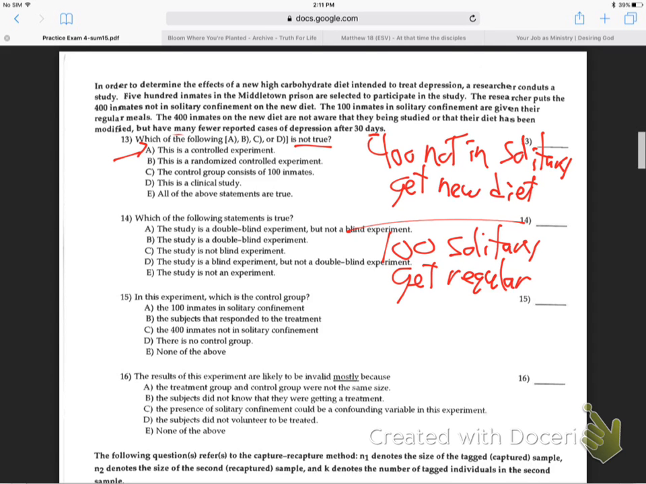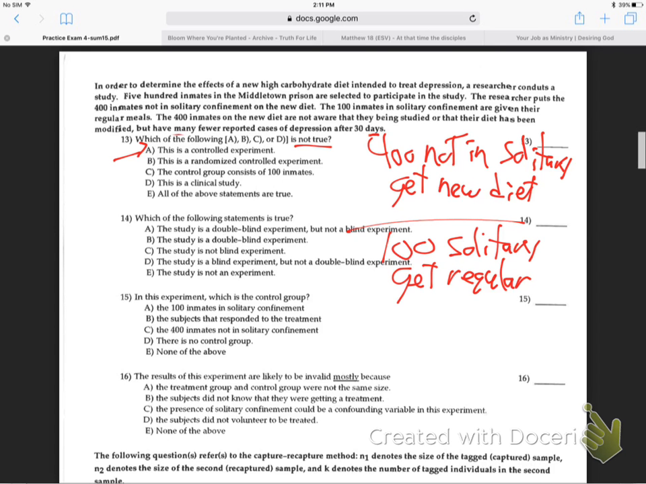Is there a group not getting the new diet? Well, yeah, the inmates, the solitary confinement people. Technically this is a controlled experiment. It's a lousy controlled experiment, but it is controlled. There's a group not getting the new diet.